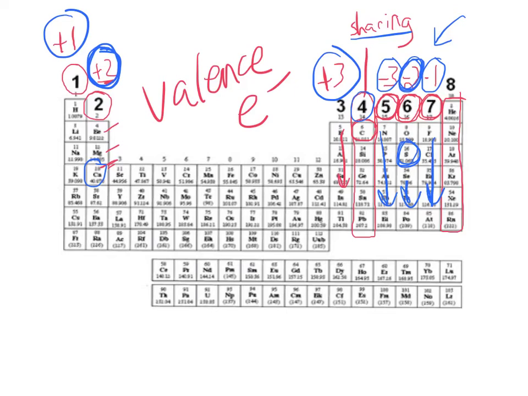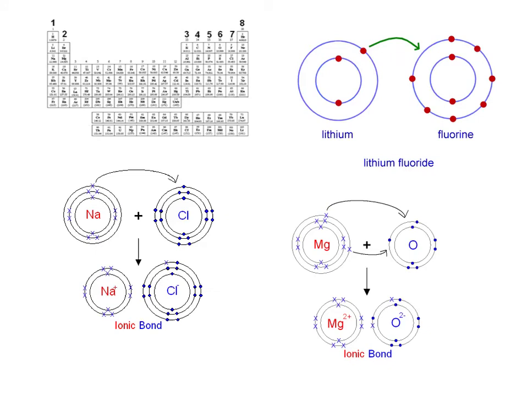So let's look at some ionic bond examples here. These are easy to figure out because ionic bonds are always a metal with a non-metal. So you know, oh, lithium is over here, and I know fluorine is over here. Oh, metal, non-metal, so I know it's ionic.